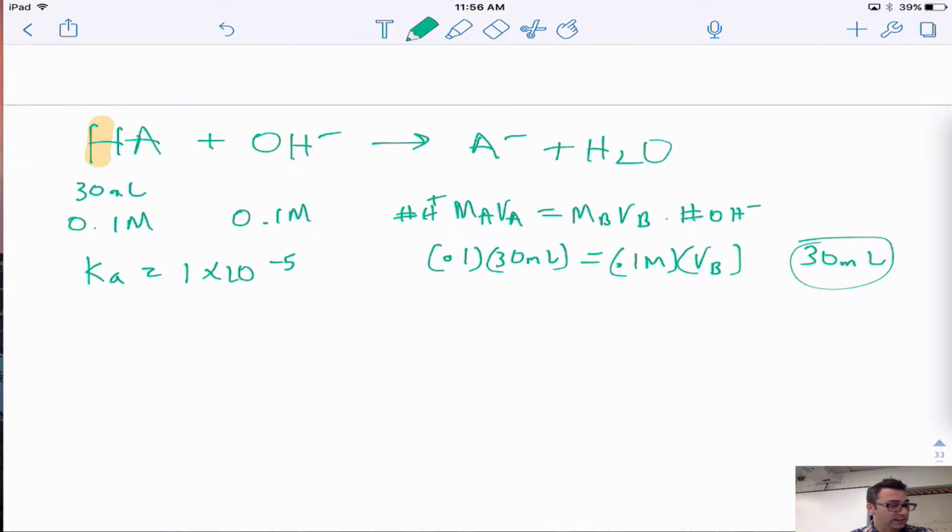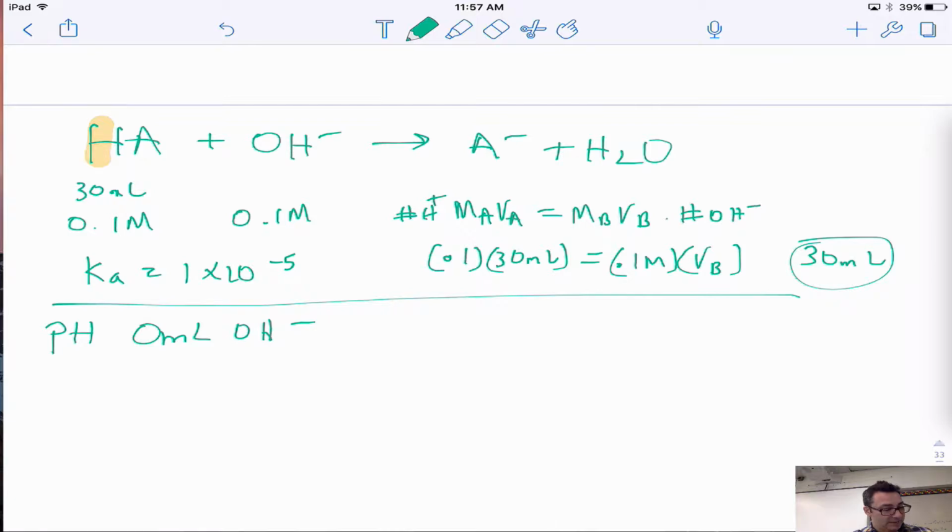Like, for example, they could ask you, well, what's the pH when 0 milliliters of OH minus are added? And when we try and do this calculation, all that we're doing is just having the acid in water. We haven't added any base to it. And so we're going to have A minus, and we're going to have H3O plus. And so this really isn't even a titration question. It's before we started titrating.